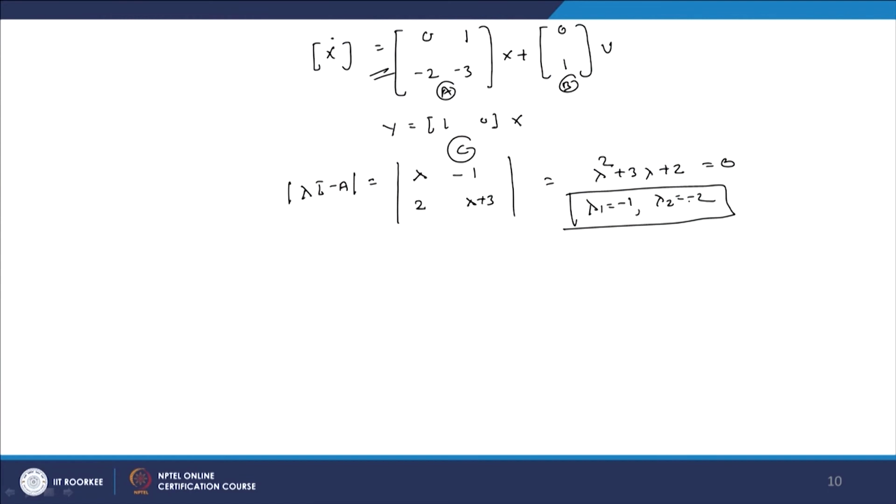And now we have to check the observability of this system. So, now the concept of diagonalization we are using, that means for each eigenvalue we have to calculate the eigenvectors. There are two different processes we have already seen, but we have seen that if the given system matrix is in companion form, that is 0 1 minus 2 minus 3, if this is the arrangement, we can directly write the eigenvectors for the given eigenvalues.